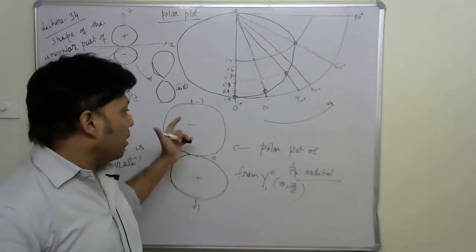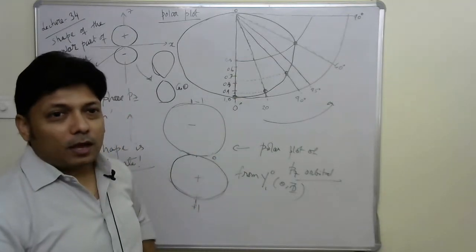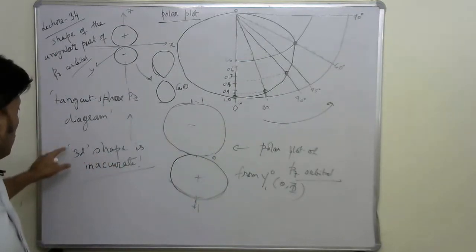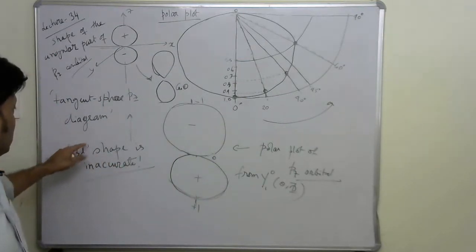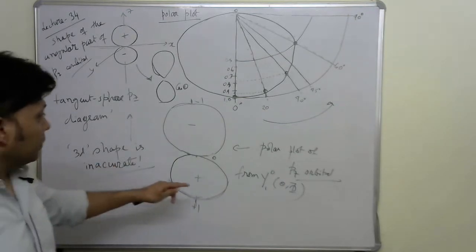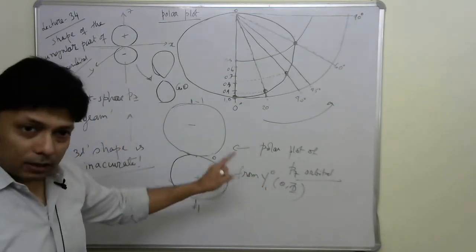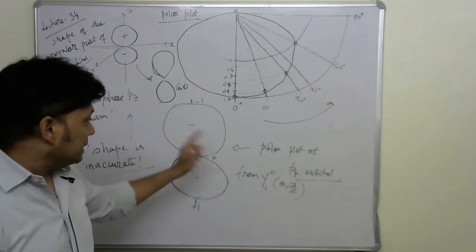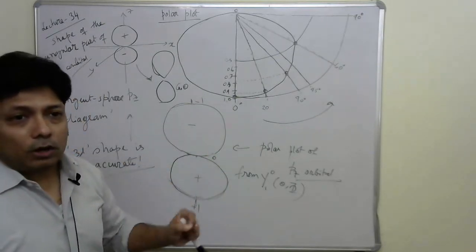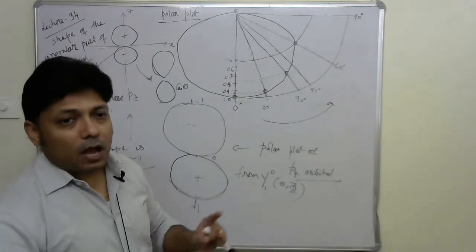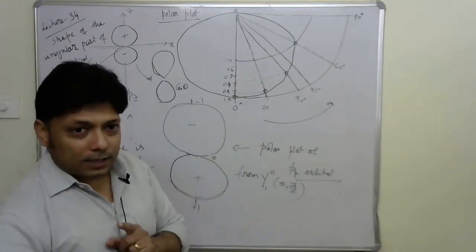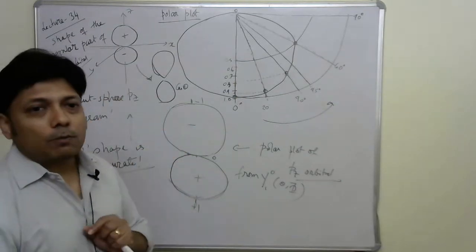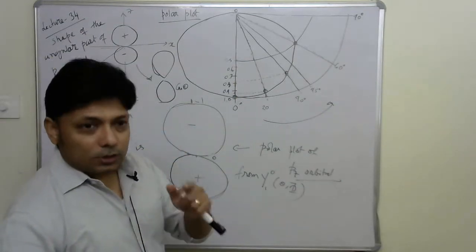Okay, now I'm going to clean the board. But before we proceed, let me tell you once again why generating the 3D shape of the orbital from the polar plot, although it is possible to generate a 3D shape of the polar plot, would give you an inaccurate picture of the actual orbital. I will tell you with another example. After that we will come to the actual shape of the orbital. Okay, so let's do that.